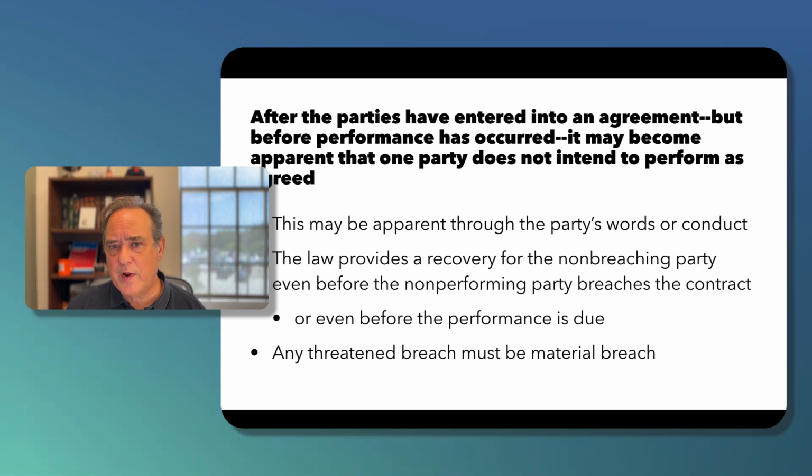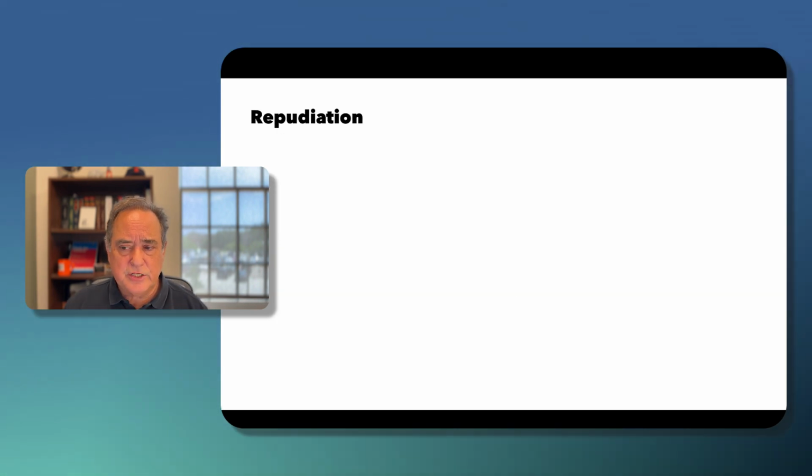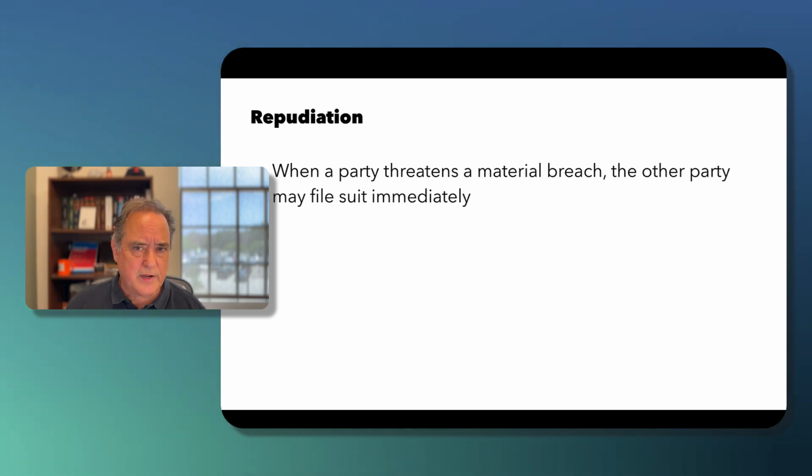Now, any threatened breach or any breach that appears to occur must be material breach in order for this concept to apply, anticipatory breach. Repudiation. When a party threatens a material breach, the other party can file suit immediately. It is treated as a present material breach.